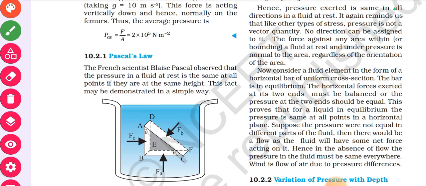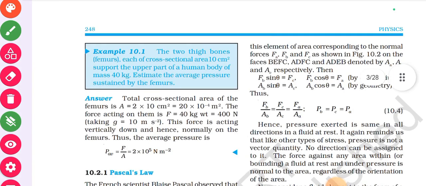Suppose I exert a pressure of 10 Pascal here. At any other point I will get exactly 10 Pascal. The unit is Pascal, so exactly 10 Pascal I will get at every point in the fluid. This is Pascal's law.